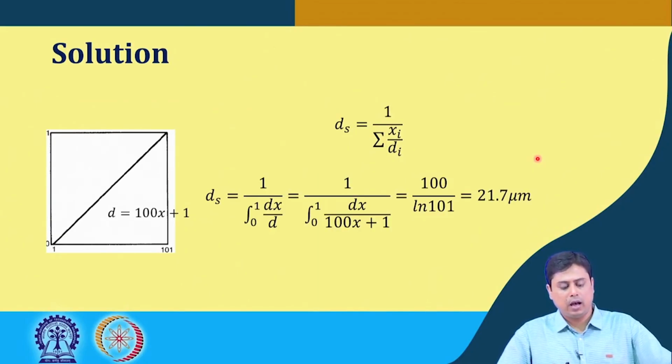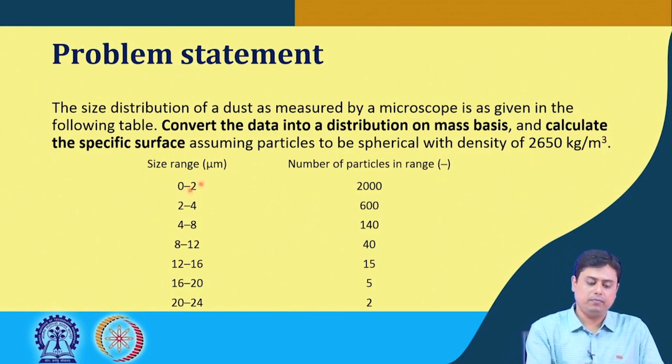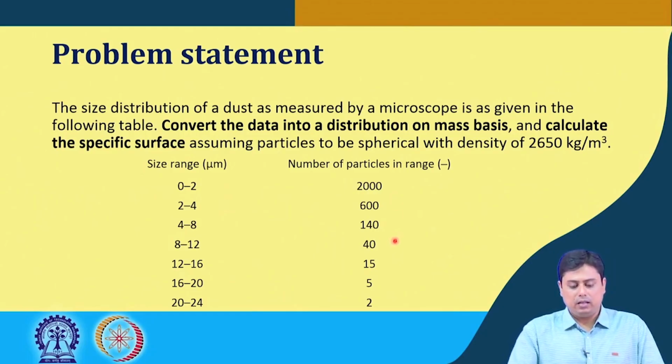Okay. Now I will move on to another problem. Now here the problem statement says the size distribution of a dust as measured by a microscope is given in the following table. This is the table. So convert this data into distribution on mass basis and calculate specific surface assuming the particles to be spherical with a density of 2650 kg per meter cube.